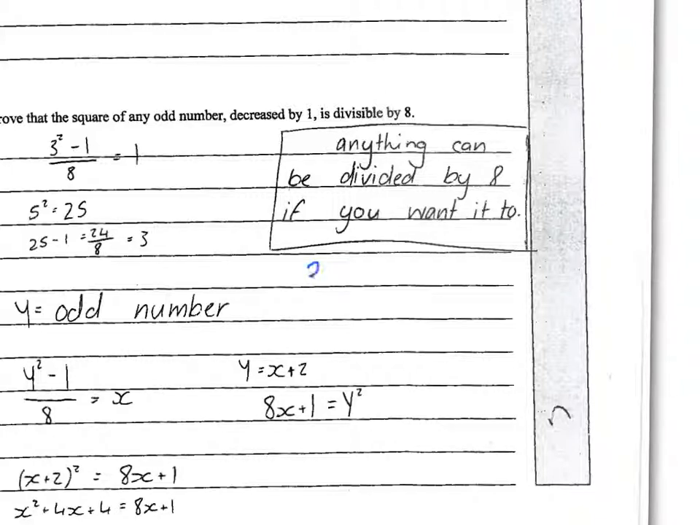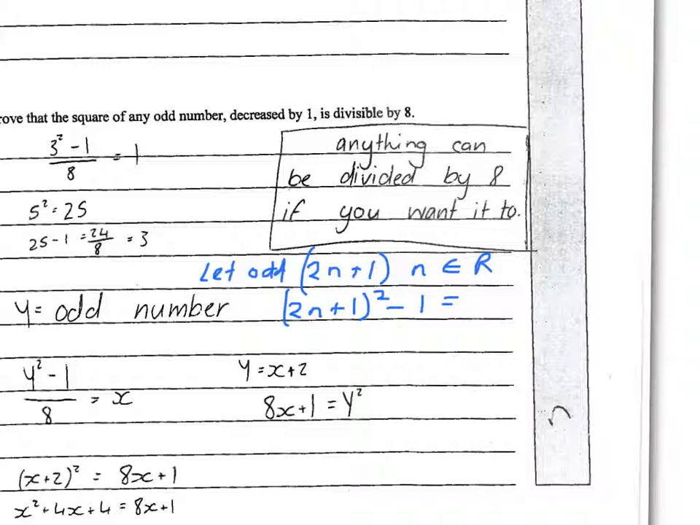Let's say we have an odd number. Let our odd number be 2n plus 1, where n is a real number. So if we have our odd number 2n plus 1 and we square it, the square of any odd number, and it's decreased by 1, let's see if that becomes divisible by 8.